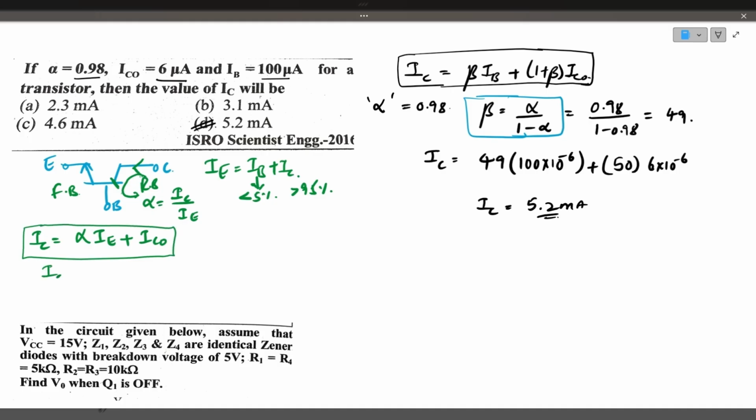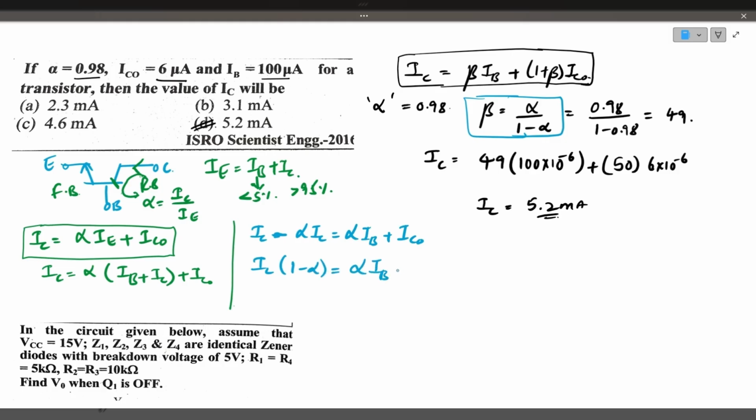If you substitute here, IE, the emitter current, is equal to IB plus IC. So if you solve this, IC minus alpha IC is equal to alpha IB plus IC naught. So IC times (1 minus alpha) is equal to alpha IB plus IC naught. IC can be written as alpha divided by 1 minus alpha into IB plus 1 divided by 1 minus alpha into IC naught, which resembles the collector current equation of common emitter.